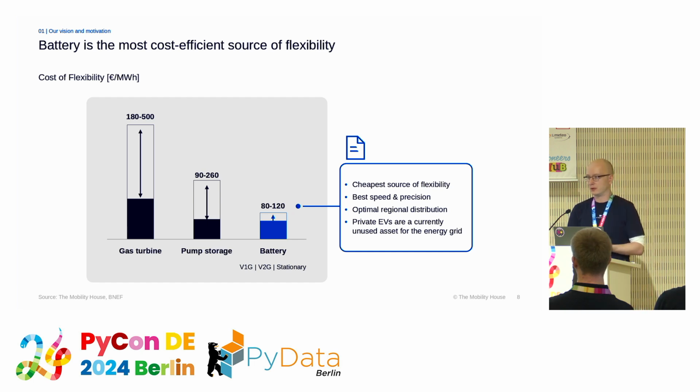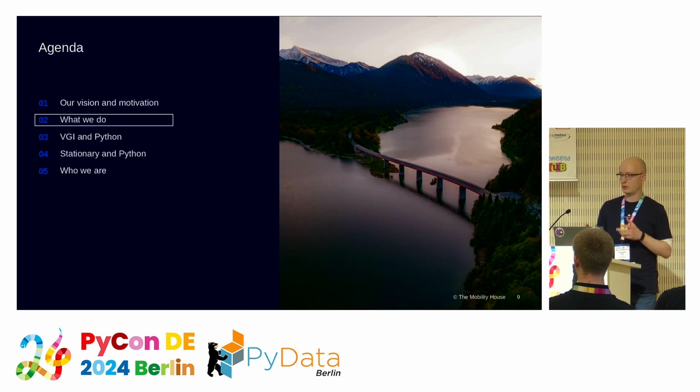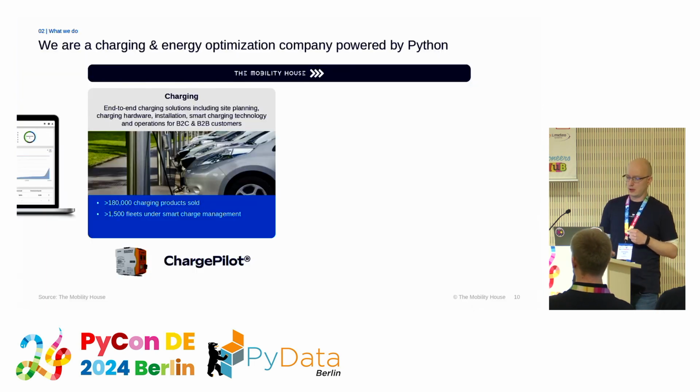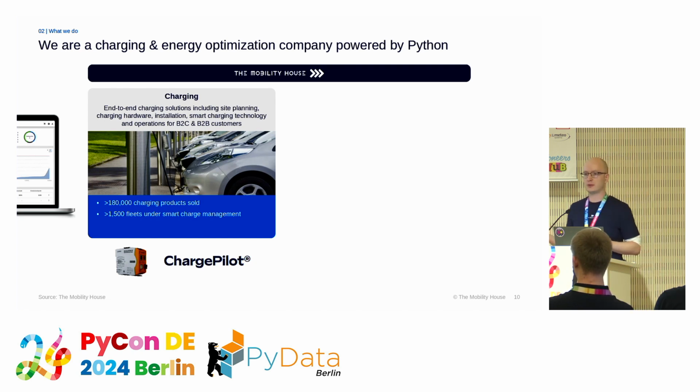And of course, currently they are unused. So let's put them to good use. So what do we do? On the one hand side, we help people in building charging solutions, because if you electrify your fleet, for example, you electrify a lot of cars simultaneously, and then all of a sudden you have a huge load if all people plug in simultaneously or one after another and charge in parallel. So you need a kind of dynamic load management system to cover this.